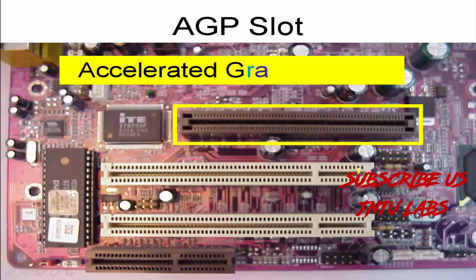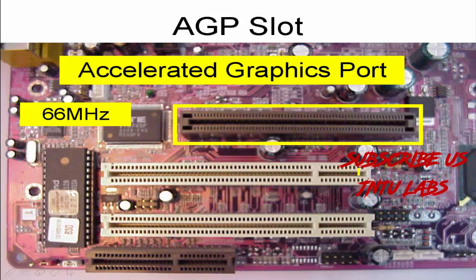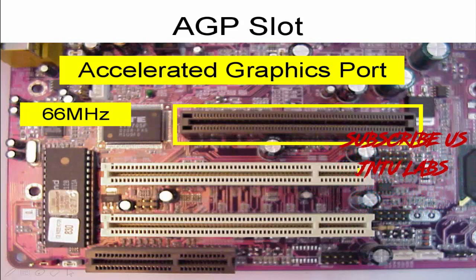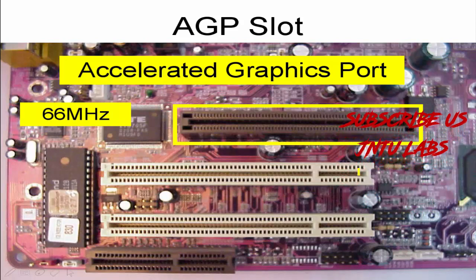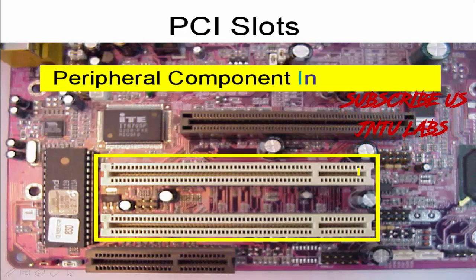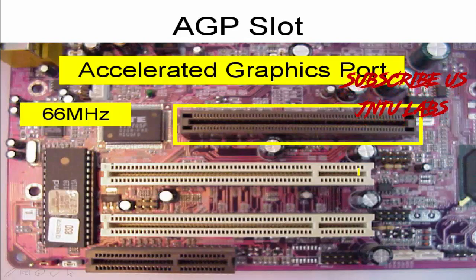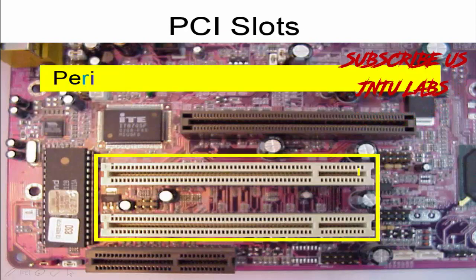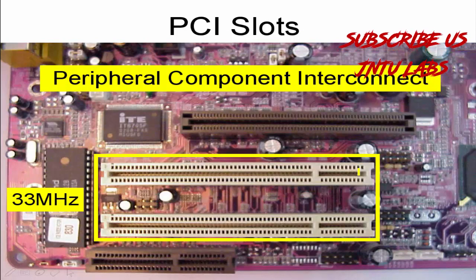Now let us go to the AGP slot, that is the accelerated graphic port. If you want to insert an external graphic card, then we will be inserting it in this AGP port, accelerated graphic port. Next, it is the peripheral component interconnection.